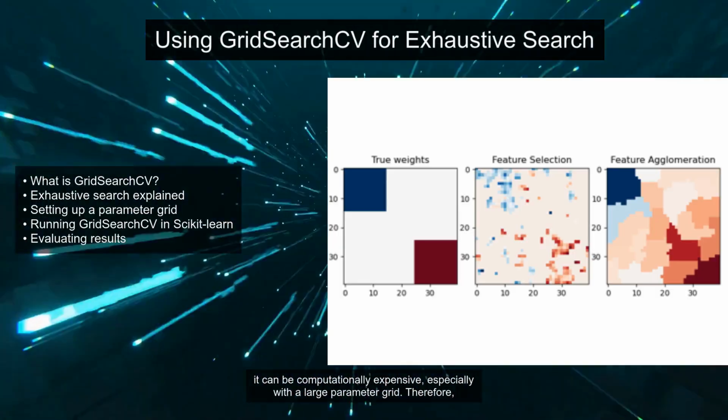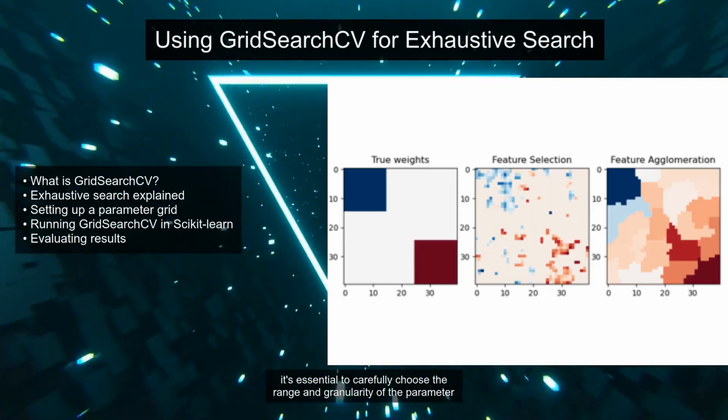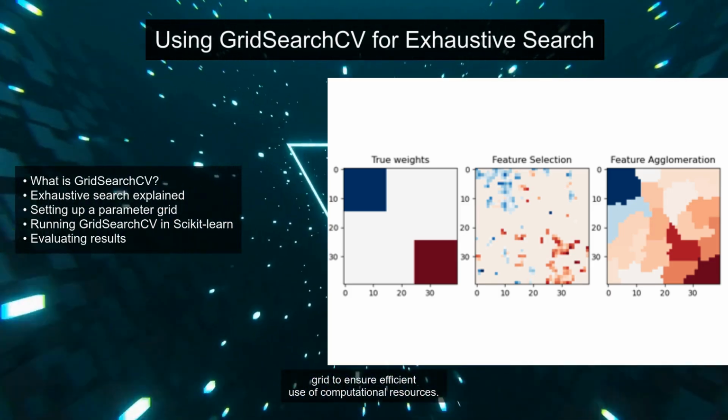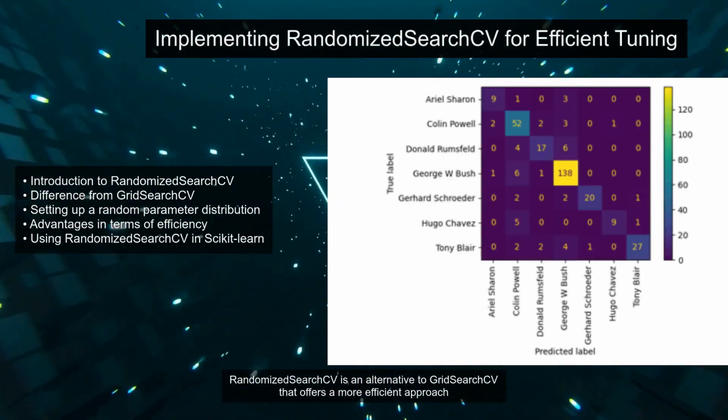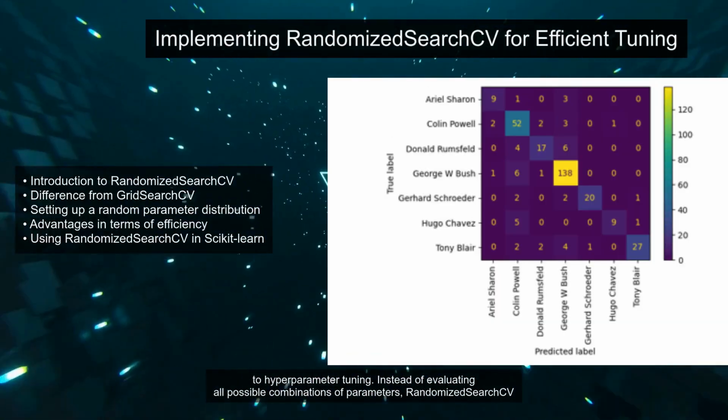Although GridSearchCV is exhaustive, it can be computationally expensive, especially with a large parameter grid. Therefore, it's essential to carefully choose the range and granularity of the parameter grid to ensure efficient use of computational resources. RandomizedSearchCV is an alternative to GridSearchCV that offers a more efficient approach to hyperparameter tuning.